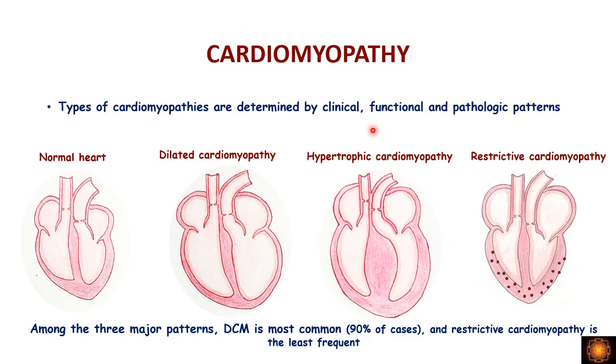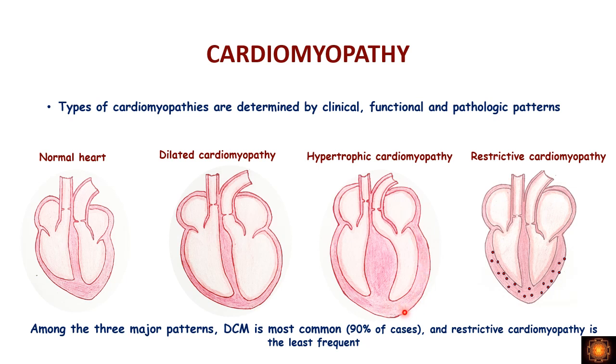Depending upon the clinical, functional and pathological patterns, we have three types of cardiomyopathies: dilated cardiomyopathy, hypertrophic cardiomyopathy and restrictive cardiomyopathy. In dilated cardiomyopathy, as the name suggests, we have dilated chambers of the heart; the heart is very enlarged and flabby, and we also have some thinning of the ventricular walls. Whereas in hypertrophic cardiomyopathy, as the name suggests, we have asymmetric hypertrophy of the interventricular septum and the left ventricular wall.